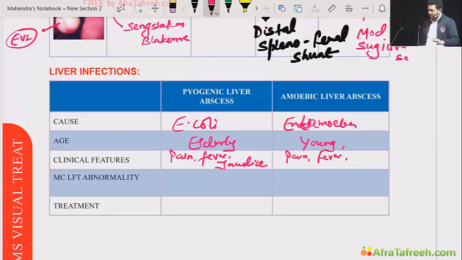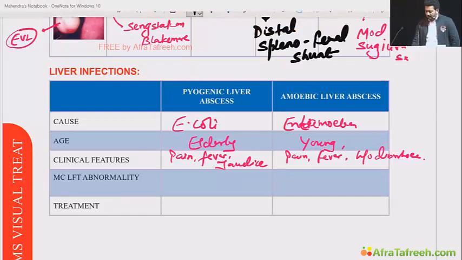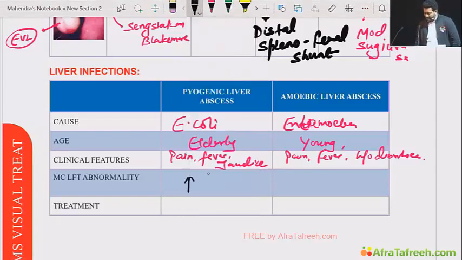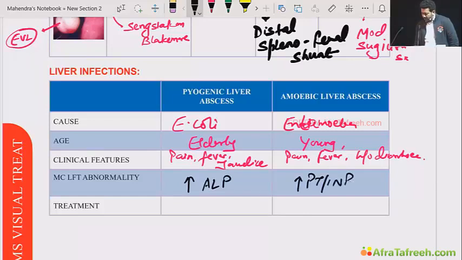You can see hepatomegaly, and there will be some history of diarrhea or some history of lower abdominal pain because of the initial amoebic colitis. Most common LFT abnormality, very important MCQ question. So what is the most common LFT abnormality? Raised alkaline phosphatase in pyogenic and raised PTINR in amoebic liver abscess. Treatment is usually you need to do drainage.